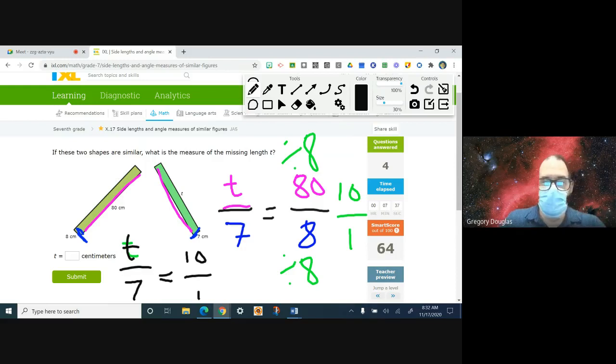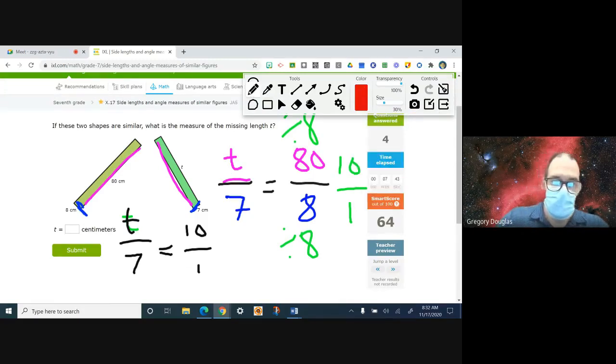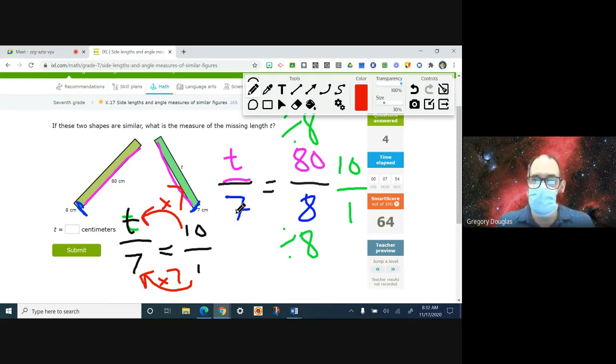How did we get from 1 to 7? Make sure I'm going to do red. How did we get from 1 to 7? Times 7. Whatever you do to the bottom, you've got to do to the top. So I'm going to have 70. And doesn't that make sense? 7 is to 8 as 70 is to 80. That makes total sense, right?